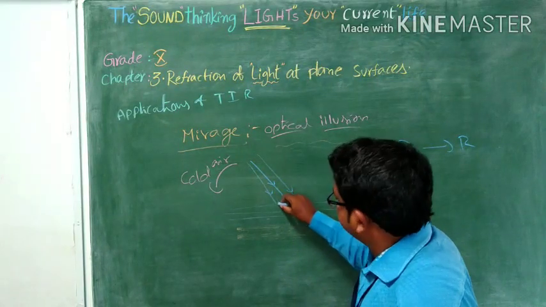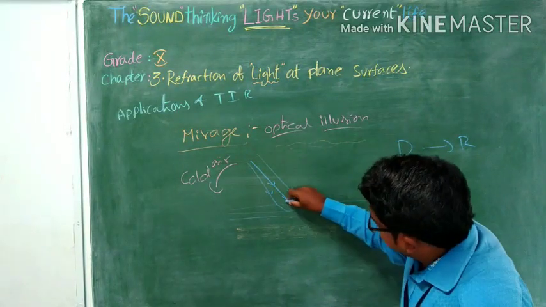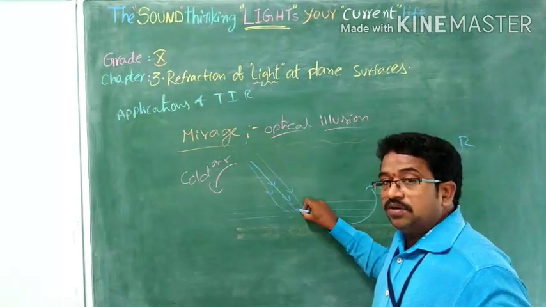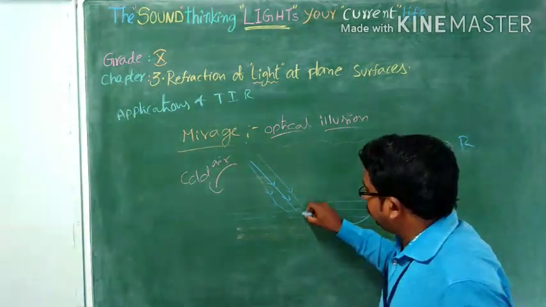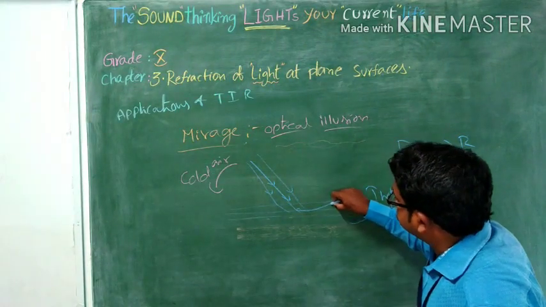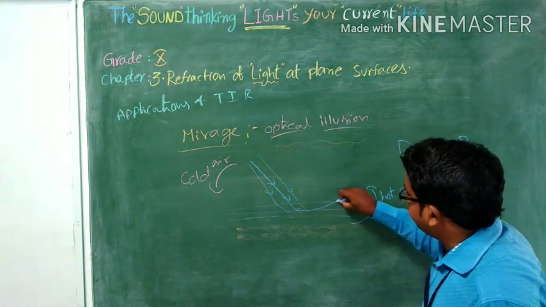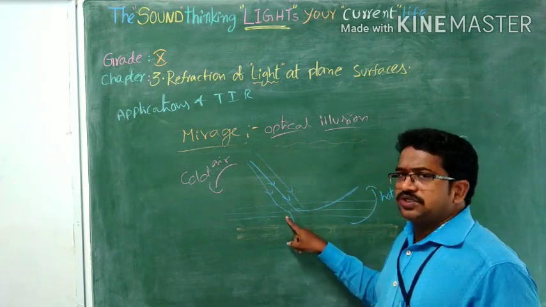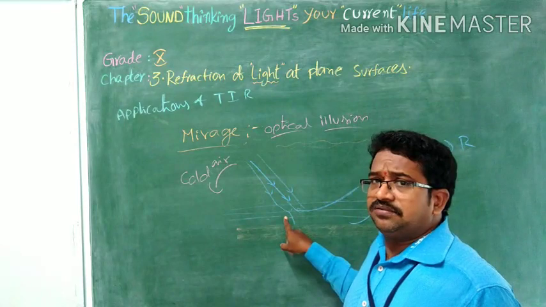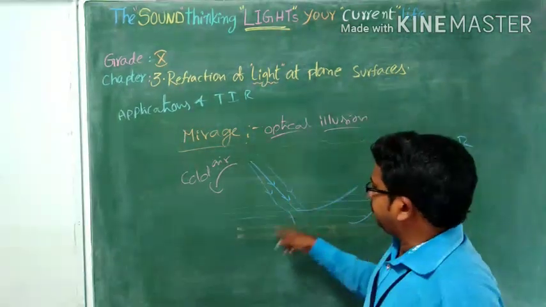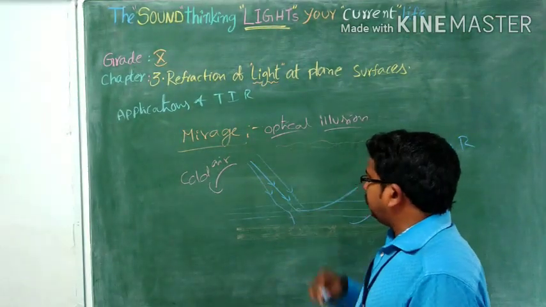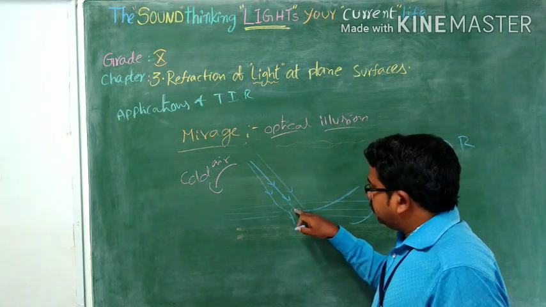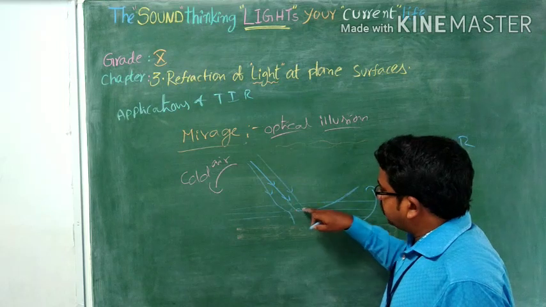Total internal reflection. So one ray may come like this, another ray like this, and any one may have an incident angle more than the critical angle. Then what happens? It will be bounced back into the same medium. Some may be refracted like this. Here refraction is going to take place because the incident angle is less than the critical angle. But here, a few rays are bouncing back.